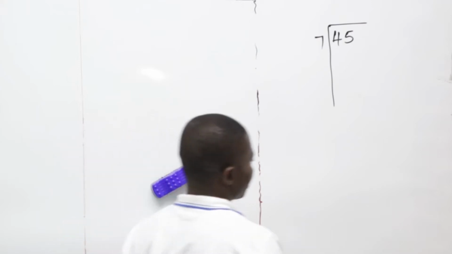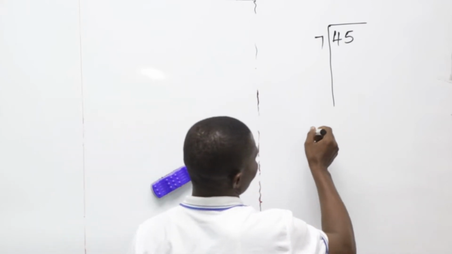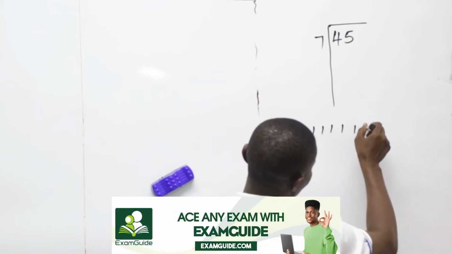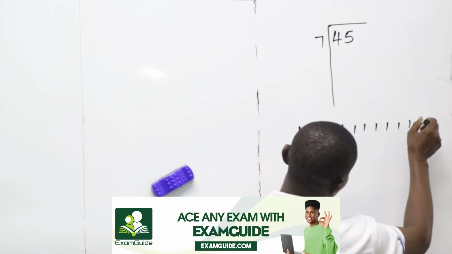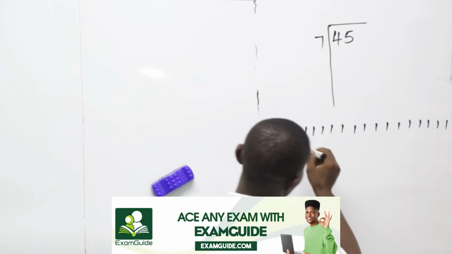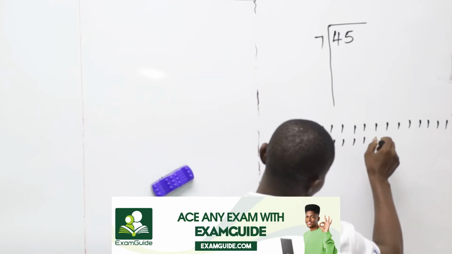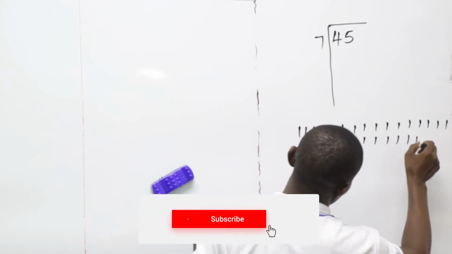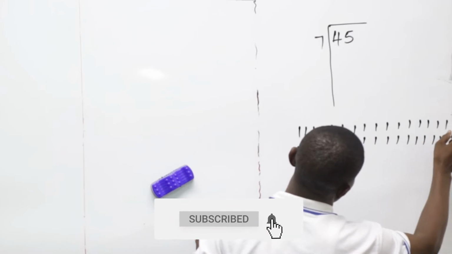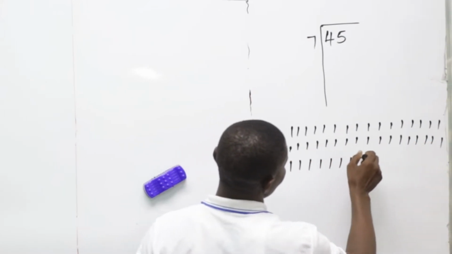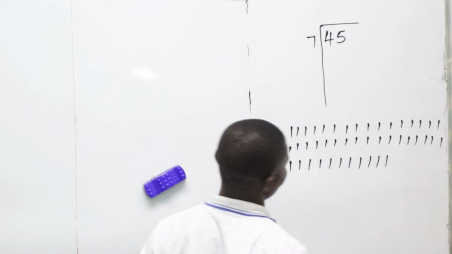Some of you like the counting method, by saying 1, 2, 3, 4, 5, and so on, counting all the way up to 40, 41, 42, 43, 44, 45.